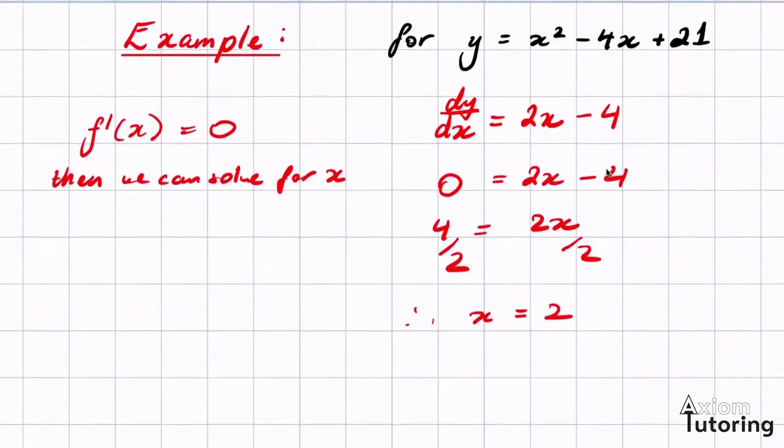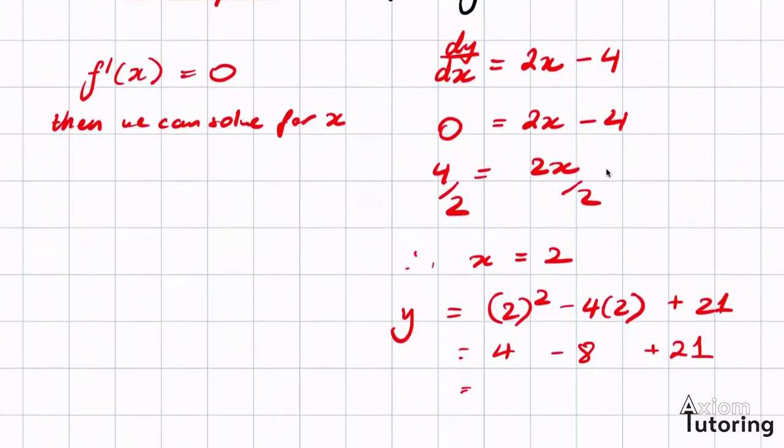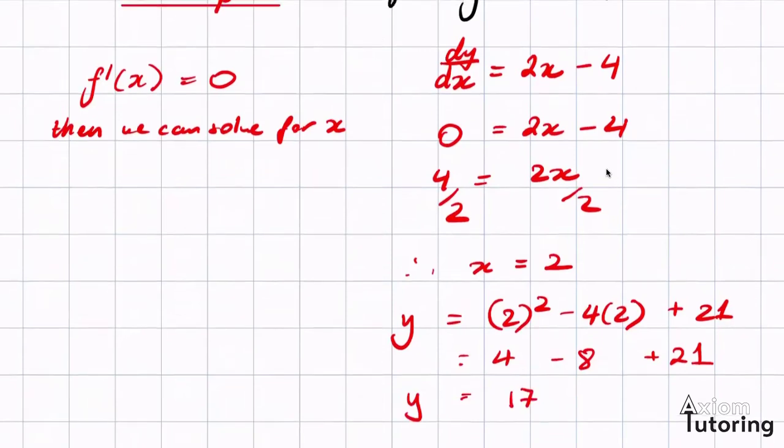All we need to do now is substitute this back into our function. So y equals 2 squared minus 4 times 2 plus 21, like that. So that's 4 minus 8 plus 21. So that's 4 plus 13. So plus 21 minus 8 is plus 13 plus 4. So here we get y equal to 17. So we have one stationary point here, and our coordinate for that point is 2, 17.